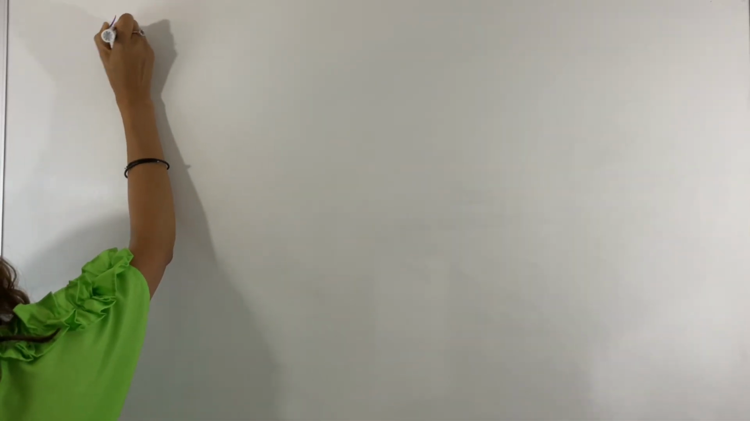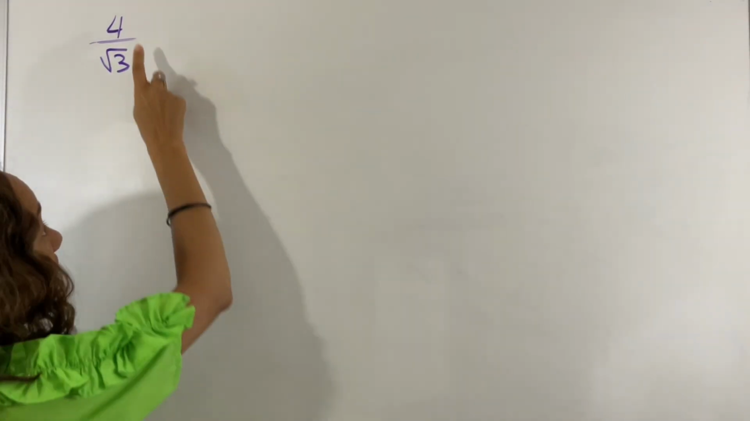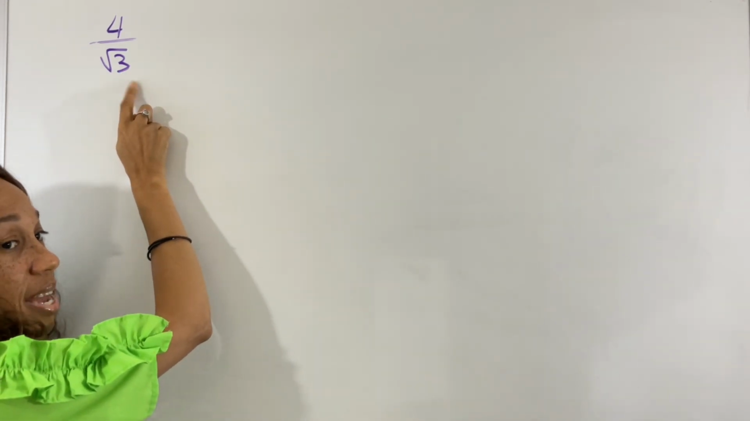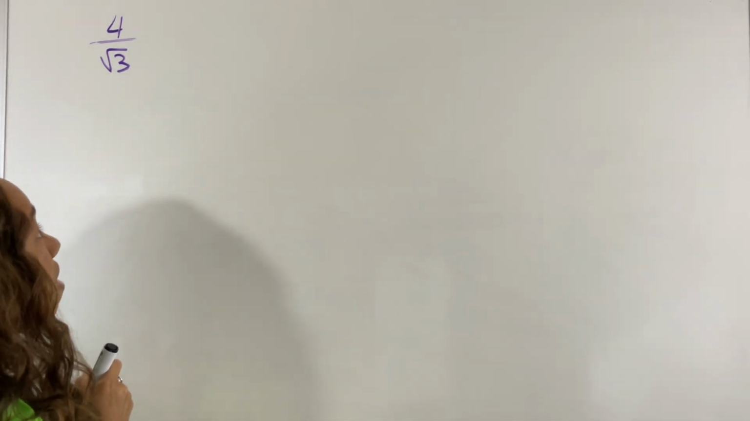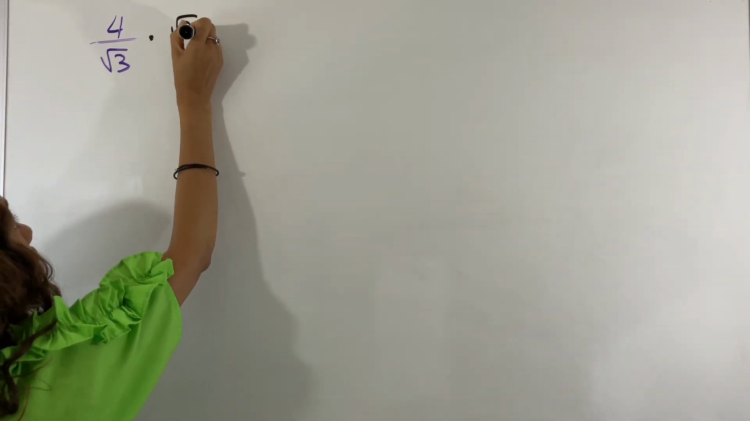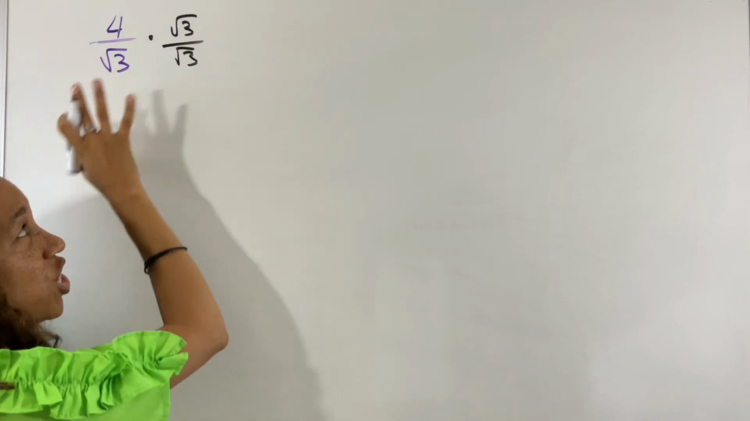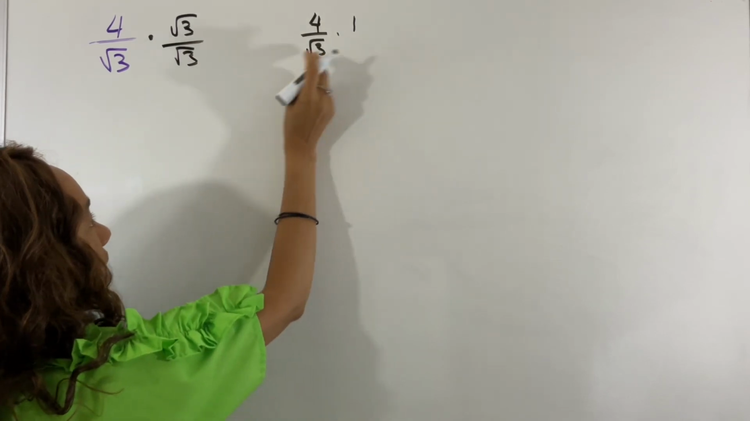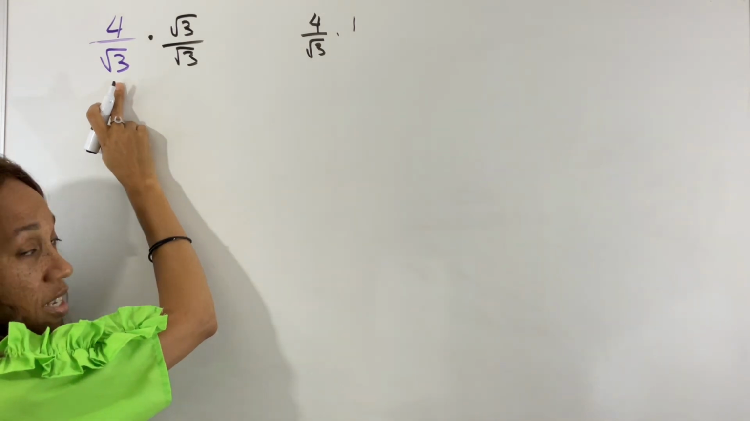Example number 1: you're given 4 over radical 3 and asked to simplify this. Because you have a radical 3 in the denominator, and the first rule in math is that you cannot have a radical in the denominator of your final answer, we are going to rationalize it by multiplying by radical 3 over radical 3. This is equivalent to 1, so note that we're not changing anything. It's the same as multiplying by 1, and that 1 is written as radical 3 over radical 3, using what we have here in the denominator.